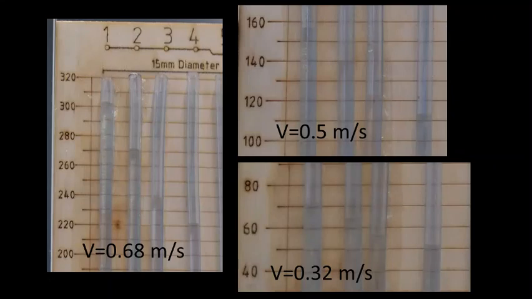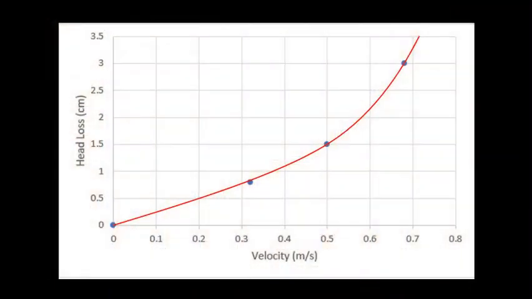We recorded the data for 3 fluid velocities, and we can see here that the head loss is getting smaller with the decrease in velocity. And then, by simply plotting this data onto a graph, we get our second important relationship, that head loss is proportional to the square of the velocity of the fluid in the pipe.